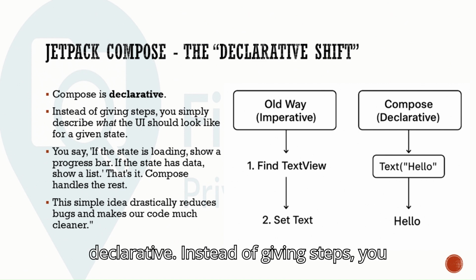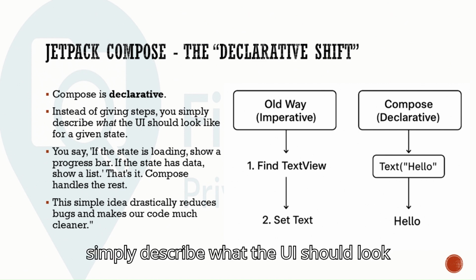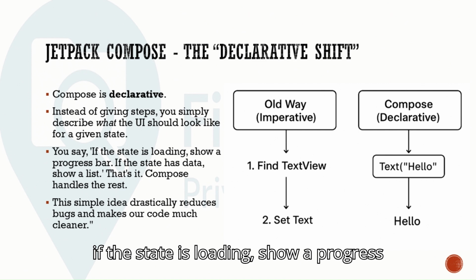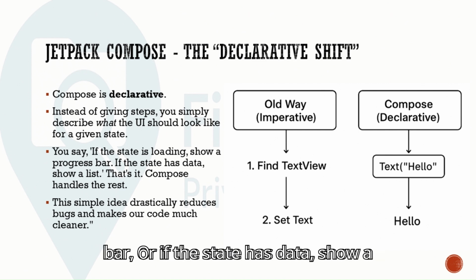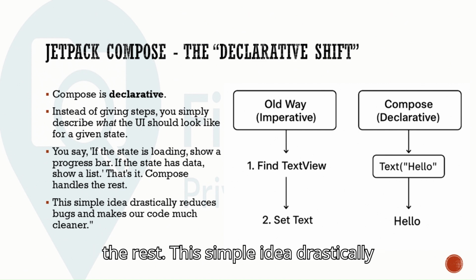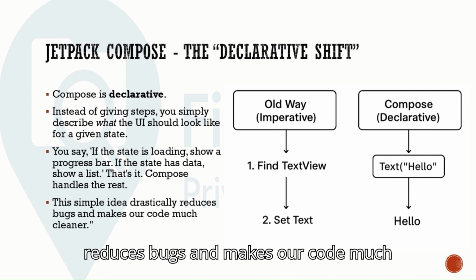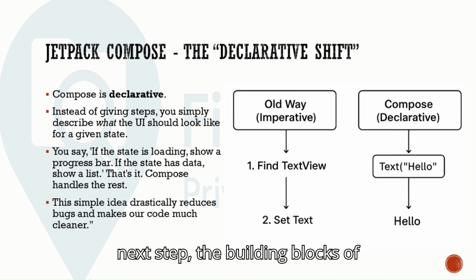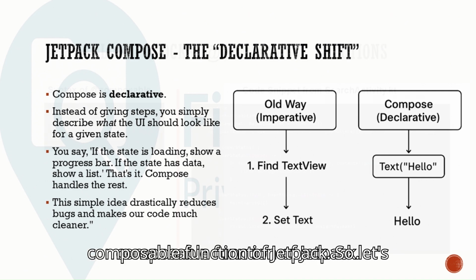This often led to complex code that was hard to manage. Compose is declarative. Instead of giving steps, you simply describe what the UI should look like for a given state. So you say, if the state is loading, show a progress bar. Or if the state has data, show a list of data. That's it. Compose handles the rest. This simple idea drastically reduces bugs and makes our code much cleaner. Now we'll look in the next step at the building blocks of Jetpack Compose, the composable functions.